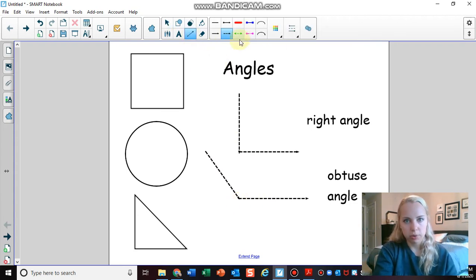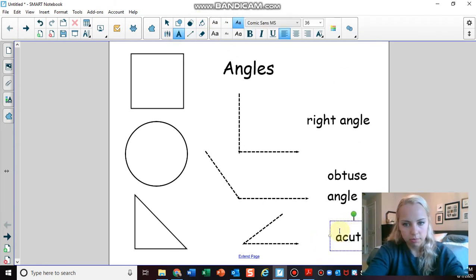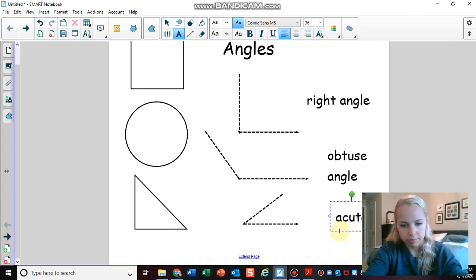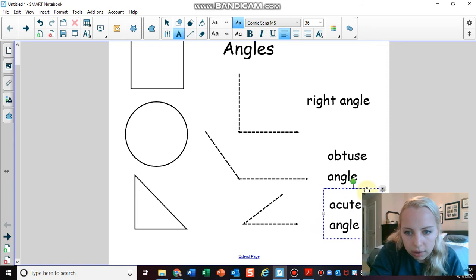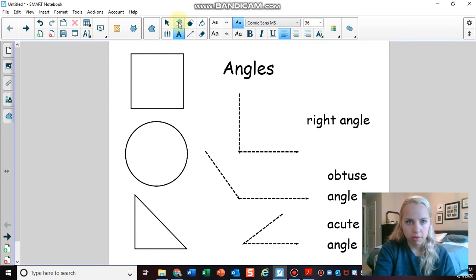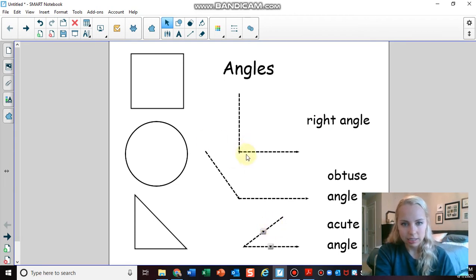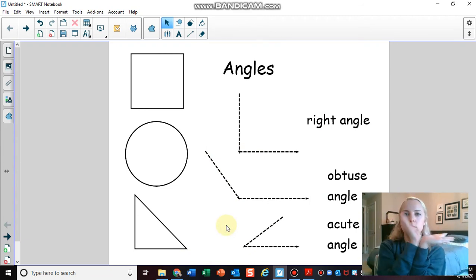The last angle I'm going to show you is an acute angle. An acute angle can look anything like this. They are small angles. This is how it's spelled. Acute angle. Sorry. And it looks just like this. Acute angles, if I were to line this up with my right angle at the top, you would see that the acute angle is less than the right angle. So acute angles are smaller than right angles or less than a right angle, and obtuse angles are bigger. So we have right, obtuse, and acute.